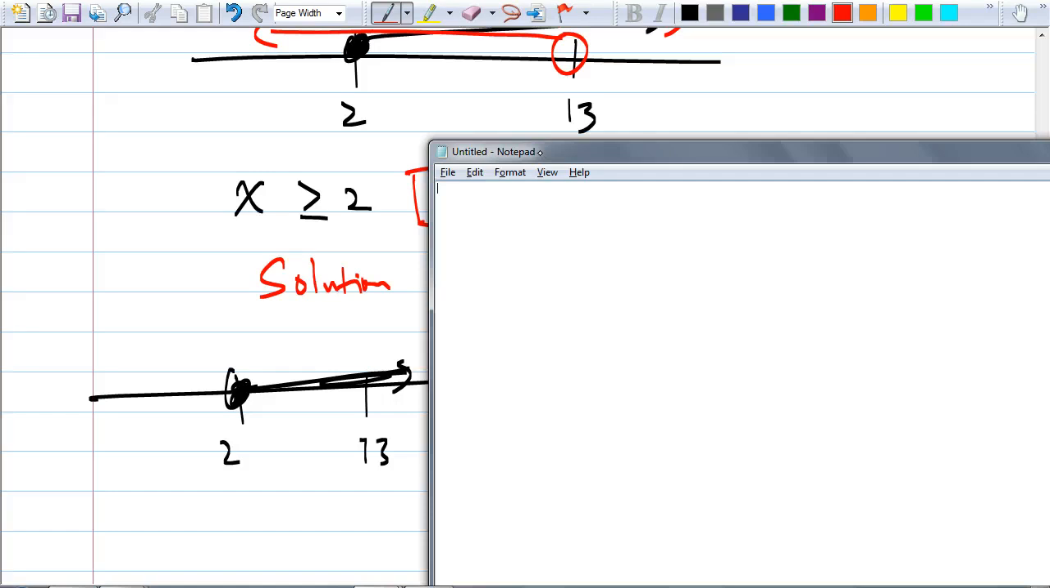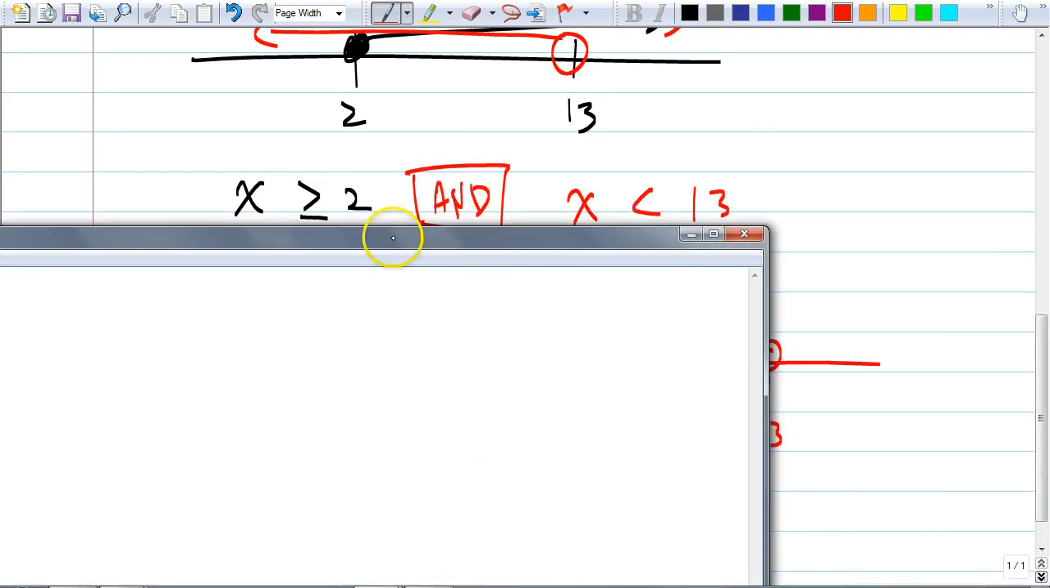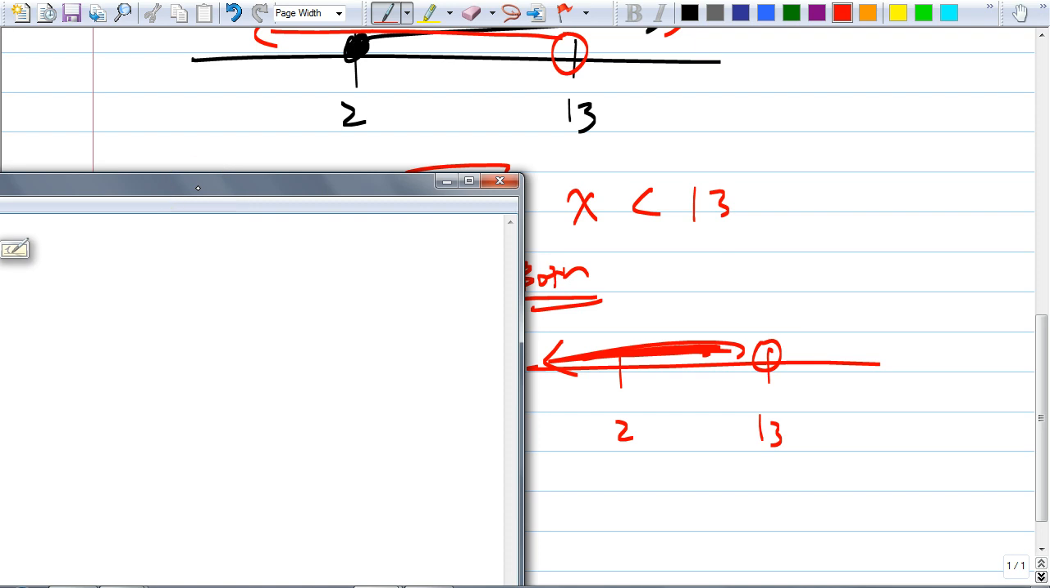The verbal phrase is all real numbers greater than... 13? No. This one? This represents all real numbers greater than 2. All real numbers greater than or equal to 2. Right, Jake? Okay, and Robert, what about this? What's the verbal phrase for this one, the red one? All real numbers less than 13.